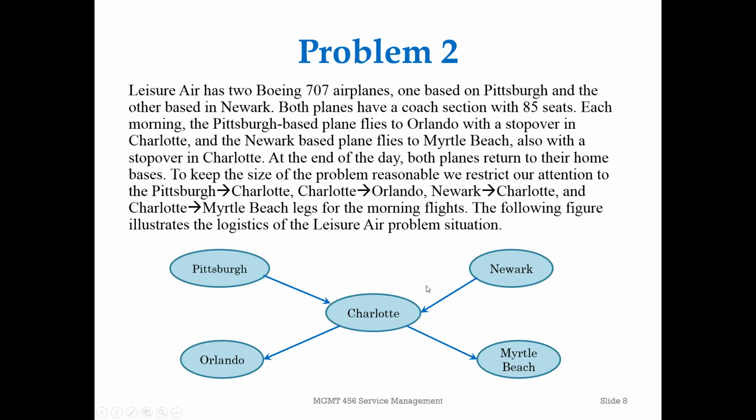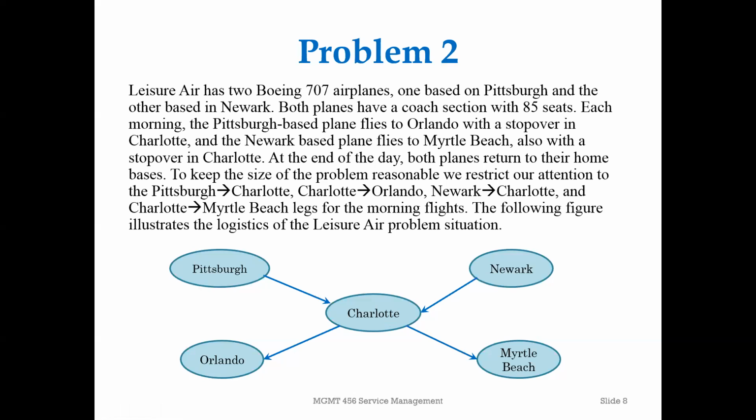4 daily flights. So this is a simple version. They have one flight that goes from Pittsburgh to Charlotte, one from Newark to Charlotte, another one from Charlotte to Orlando, and the last one from Charlotte to Myrtle Beach. So 4 daily flights, only 4 flights. So 1, 2, 3, 4. You can see I have a direction, okay? Not the other way around, for simplicity. Okay, only one way flights.